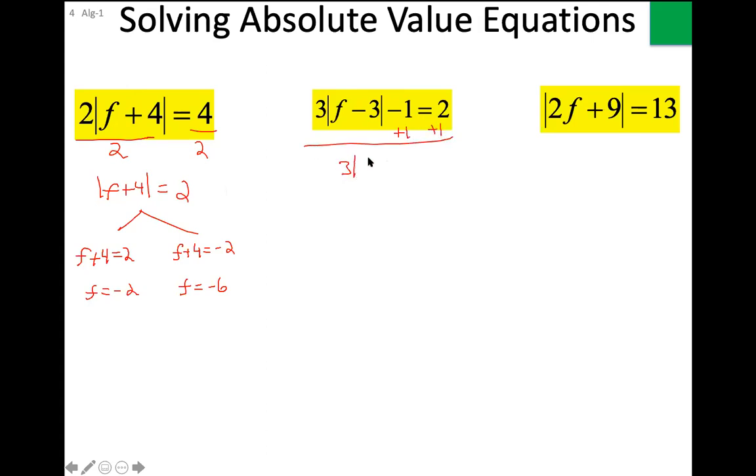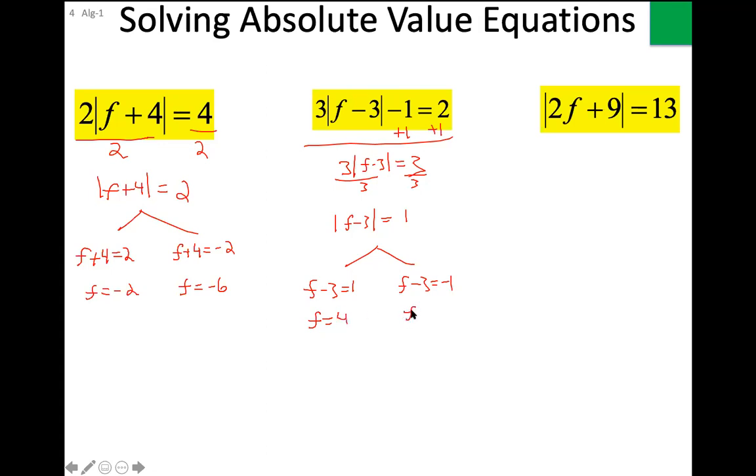You get 3 times the absolute value of f minus 3 is equal to 2 plus 1, which is 3. Divide both sides by 3. And we get the absolute value of f minus 3 equals 1, since 3 divided by 3 is 1. Write our 2 equations. F minus 3 is equal to 1, and f minus 3 is equal to -1. Solve both of these. And the cool thing here is that they're both solved the same way. You just add 3 to both sides. If I add 3 to both sides, 3 plus 1 is 4.